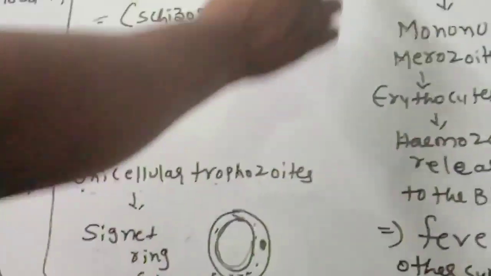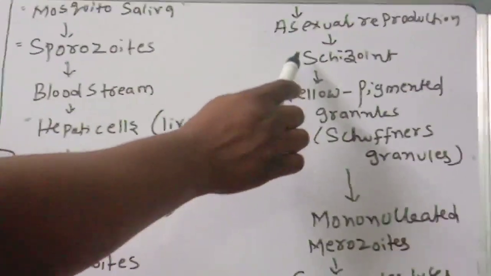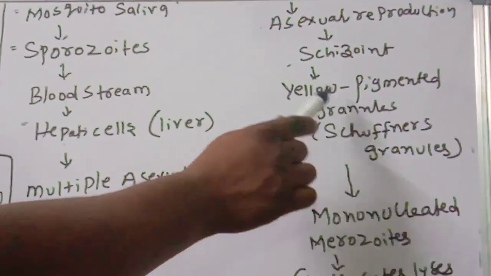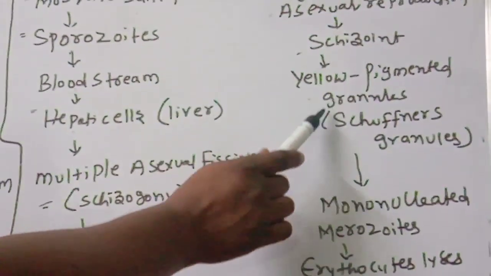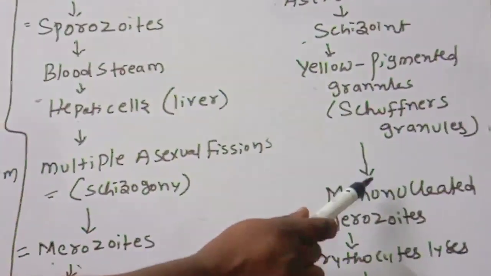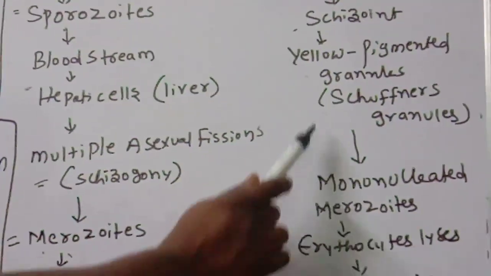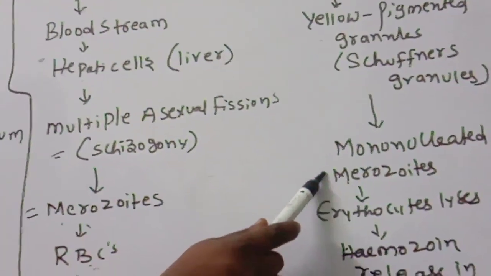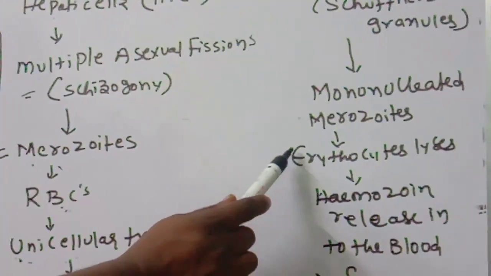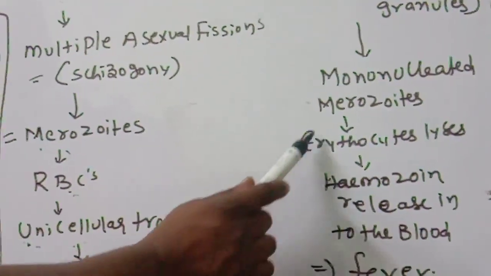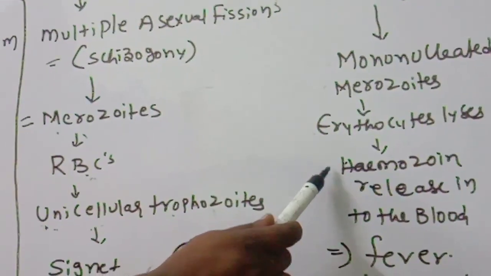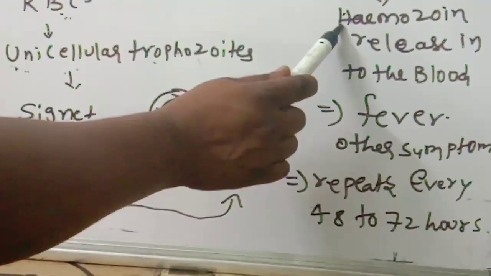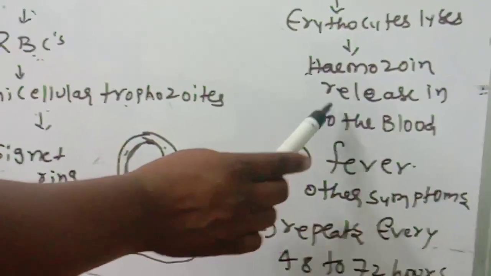Then these trophozoites undergo asexual reproduction and produce the schizont. The schizont contains yellow pigmented granules, Schüffner's granules. Then the schizonts are converted into which one? Mononucleated merozoites. Then there will be erythrocyte lysis. Okay, children? Merozoites are released and come out from the blood cells. Then hemozoin is also released.